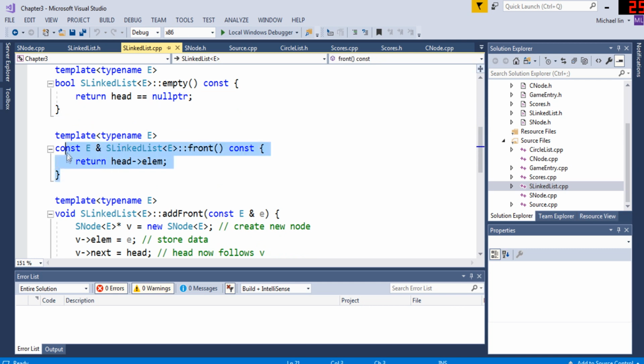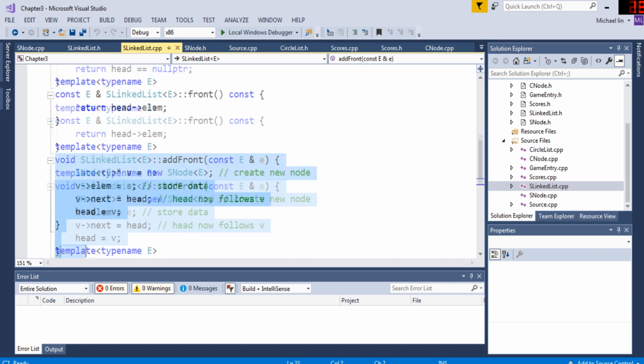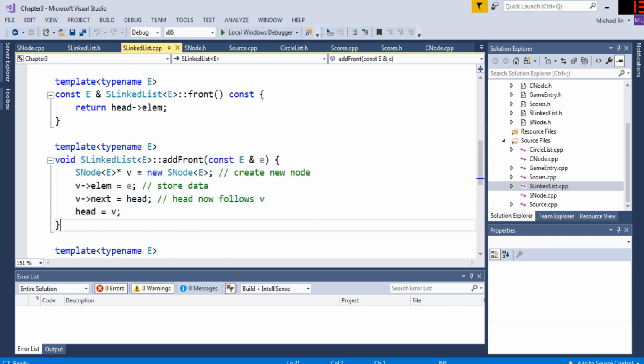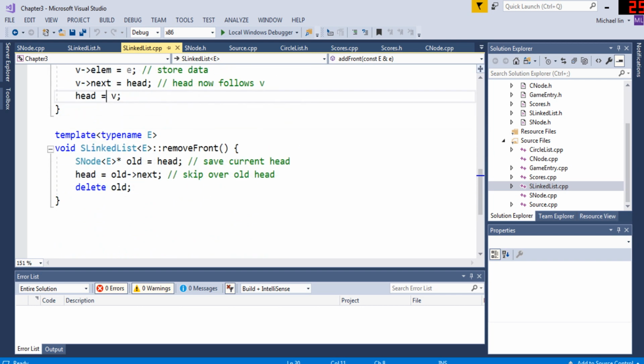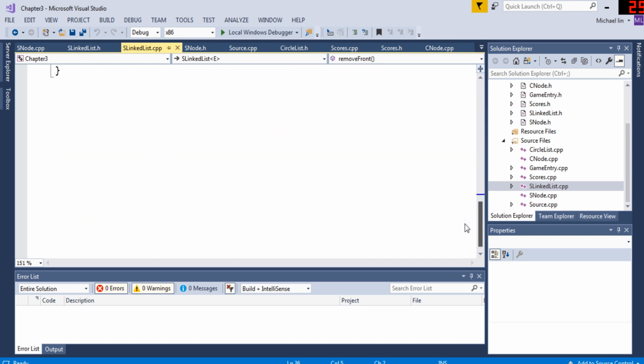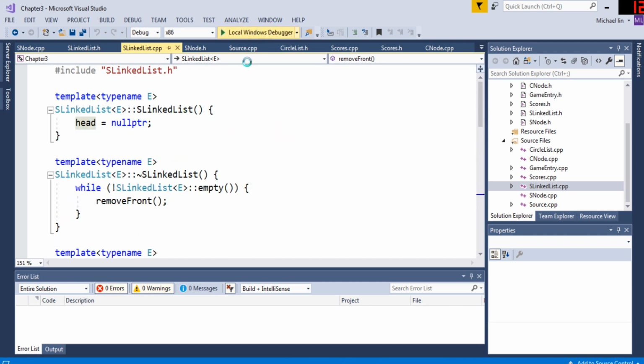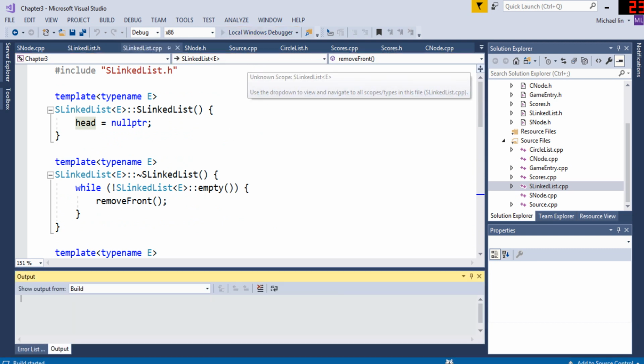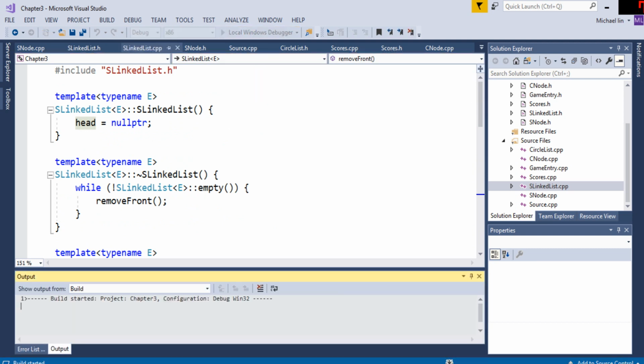This is a constant value that returns the value at the front. And here's add to the front. It just adds a node to the front of the linked list. Here's remove from the front. That's all it does. And for some reason, please help me. I don't understand why this keeps getting compile errors.